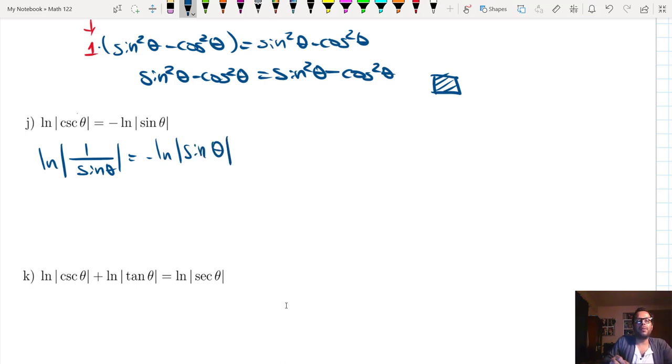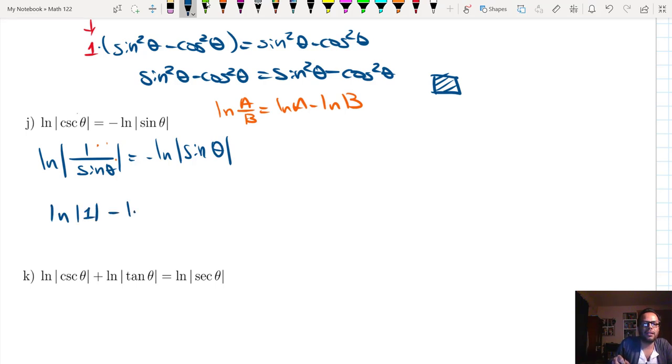Now, you might want to recall one of the properties of logarithms, the one that says ln of a divided by b is ln of a minus ln of b. That's the property you might want to recall to break this up into two different logarithms. One is ln of 1 minus ln of the absolute value. I forgot to mention the absolute value. It's ln of the absolute value of sine theta equals negative ln of the absolute value of sine theta.